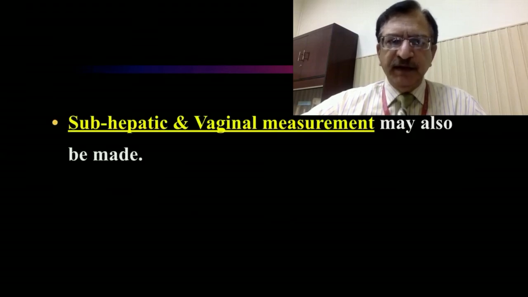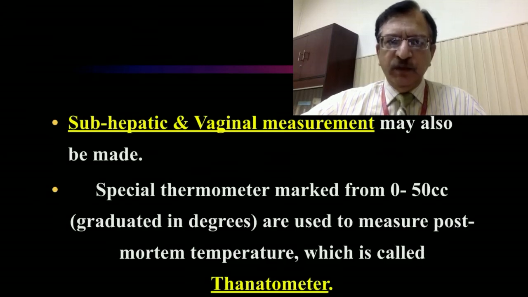But subhepatic and vaginal temperatures can also be taken, especially when other circumstances prohibit the recording of temperature from the rectum. A special thermometer marked from 0 to 50 degrees Celsius, graduated in degrees, is used to measure post-mortem temperature, and this thermometer is called a thanatometer. So the thanatometer is graduated from 0 to 50 degrees Celsius.